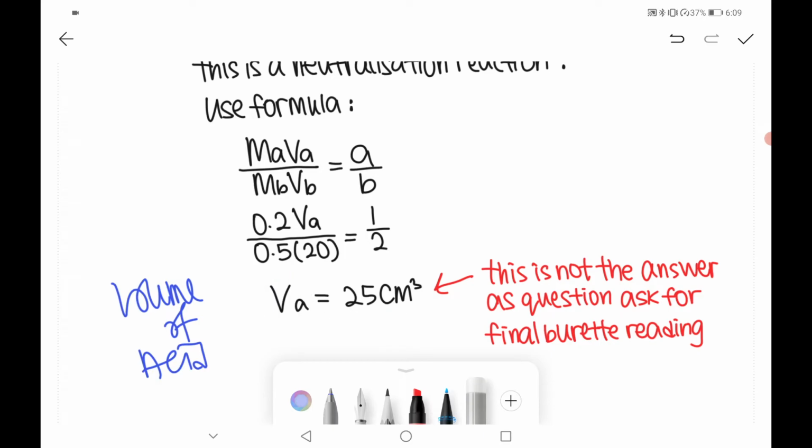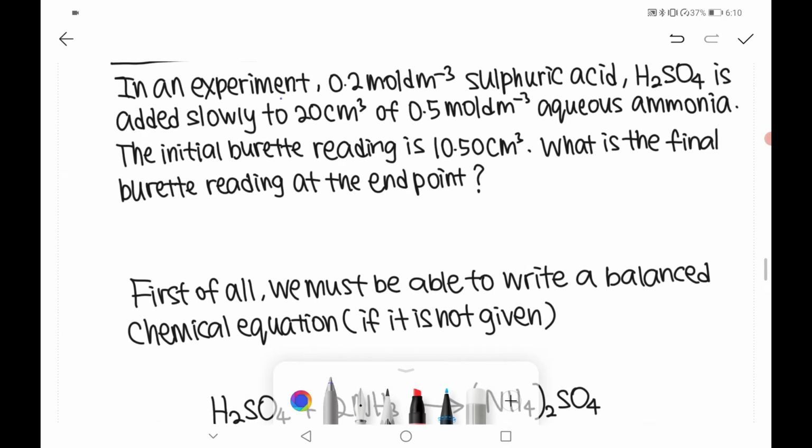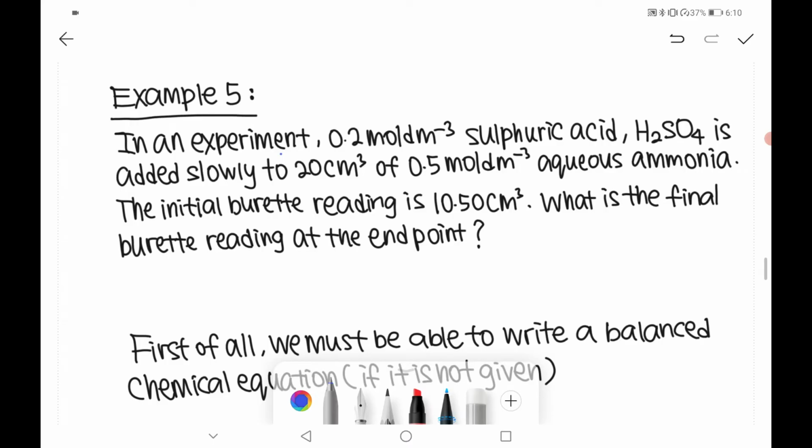But if you read the question carefully, they are not asking for the volume of acid, right? They're asking what is the final burette reading at the end point? So what should we do? This question is a KBAT question, or we call HOTS. This is a critical thinking question. This question is not so straightforward, so you need to understand what they want.